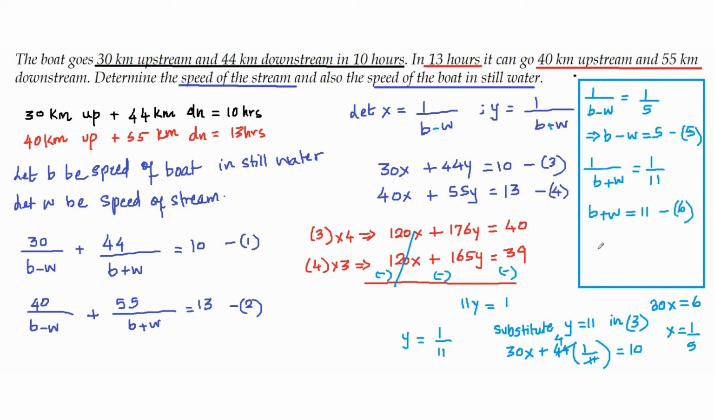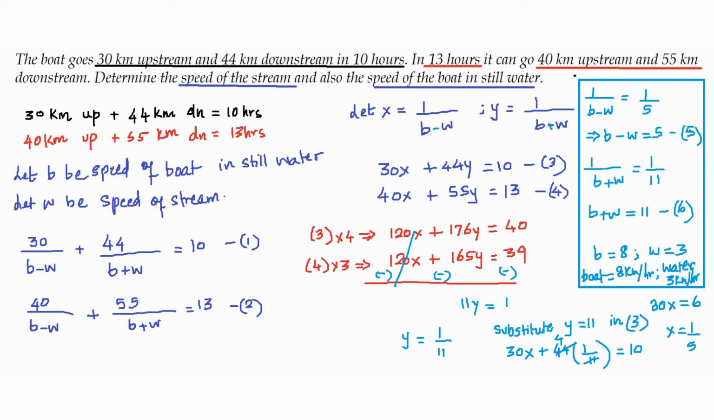So now if you solve equations 5 and 6, you will get b as 8 and w as 3. And therefore, the speed of the boat is 8 kilometers per hour in still water and the speed of water is 3 kilometers per hour. So that is going to be my final answer. So the boat is moving at 8 kilometers per hour and the water moves at 3 kilometers per hour.